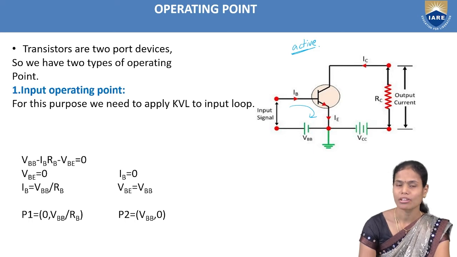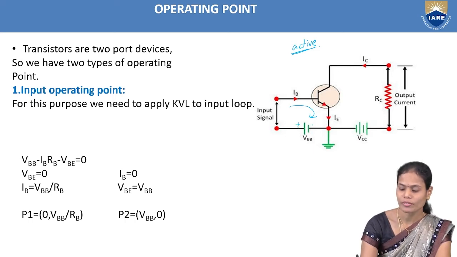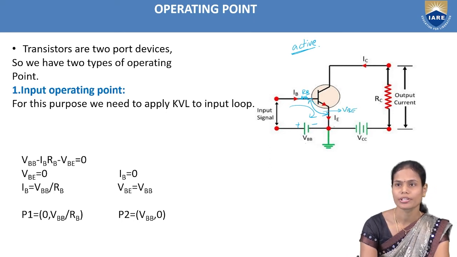If I apply KVL to the input loop, I will get VBB minus IBRB. Here one resistor should be there; the voltage drop across the resistor is IBRB, and this voltage is VBE, the voltage between the base and emitter terminals. So VBB minus IBRB minus VBE equals 0.